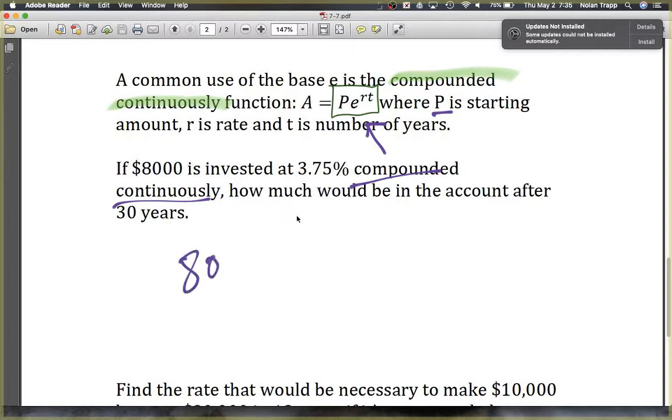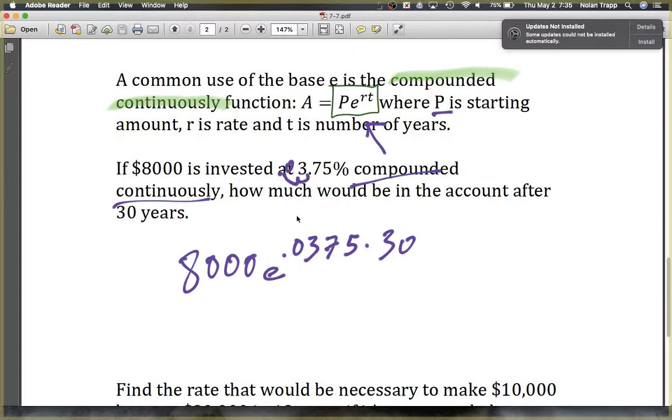So I take 8,000 in front. And I have E, my rate. You always change it to a decimal, so just move it twice, right? 1, 2. Times 30. All I got to do is use a calculator to solve that.